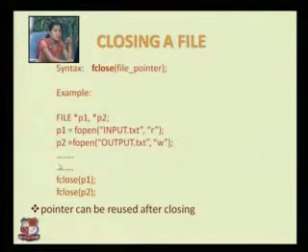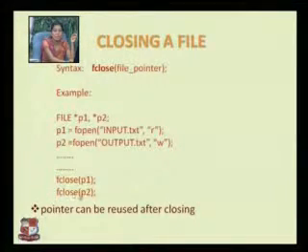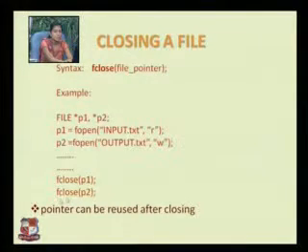Suppose you have used that file here, in between you have used this file, and now you want to close that file. So what will you write? You will write fclose, and then the file pointer of the file you need to close. Pointers can be reused after closing. This is the main important thing.